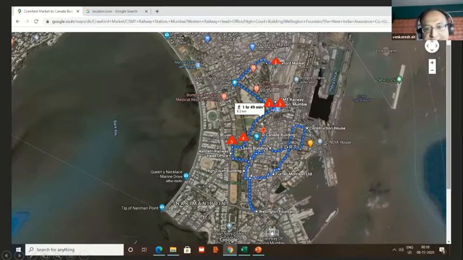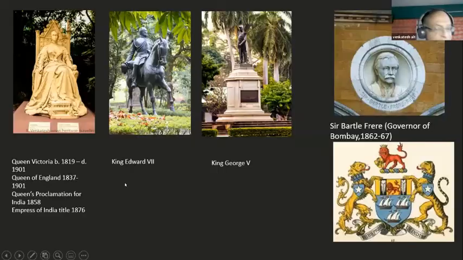We'll take this route. We come to BMC, CST, and then to Standard Chartered Bank and to Churchgate. And then we will continue. The blue line here is the entire walk today. It's an 8-kilometer walk. Thankfully, it's virtual. And we will start with that.